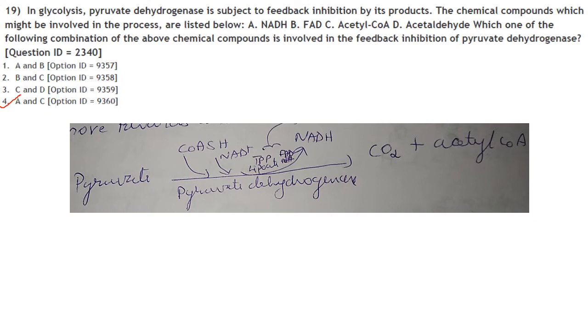So the answer is option 4, that is A and C. They have asked which one of the following combination of the above chemical compound is involved in the feedback inhibition of pyruvate dehydrogenase. So naturally NADH will be involved and the other will be acetyl-CoA. So answer is A and C.